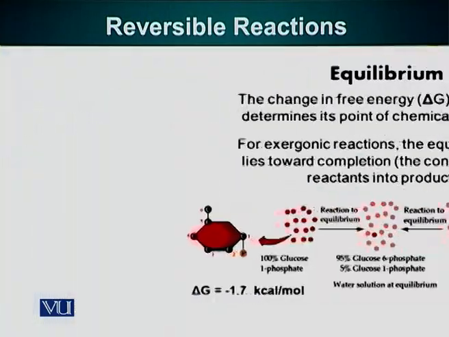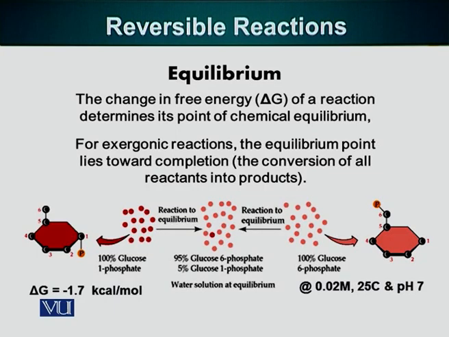Let's look at an actual example of this. For example, glucose 1-phosphate: if we take this molecule and put it in water, it automatically converts into glucose 6-phosphate. In fact, 95% of glucose 1-phosphate will convert into glucose 6-phosphate. This happens on its own because the value of delta G is a negative number. What determines how many molecules of glucose 1-phosphate get converted into glucose 6-phosphate? It is the value of delta G.